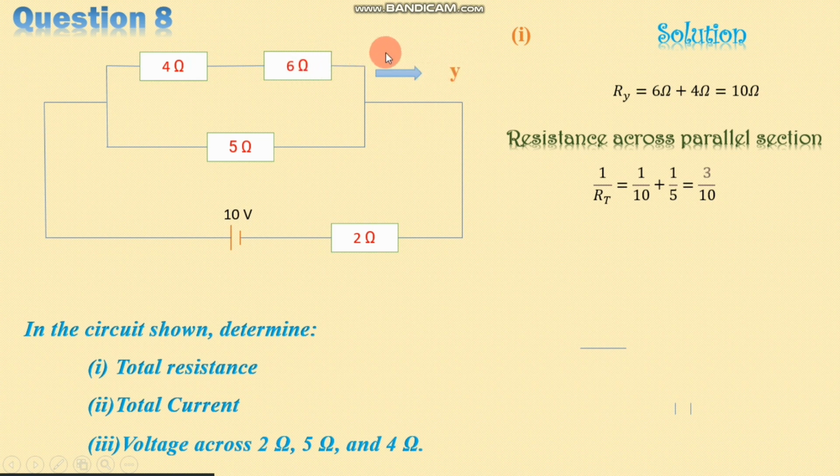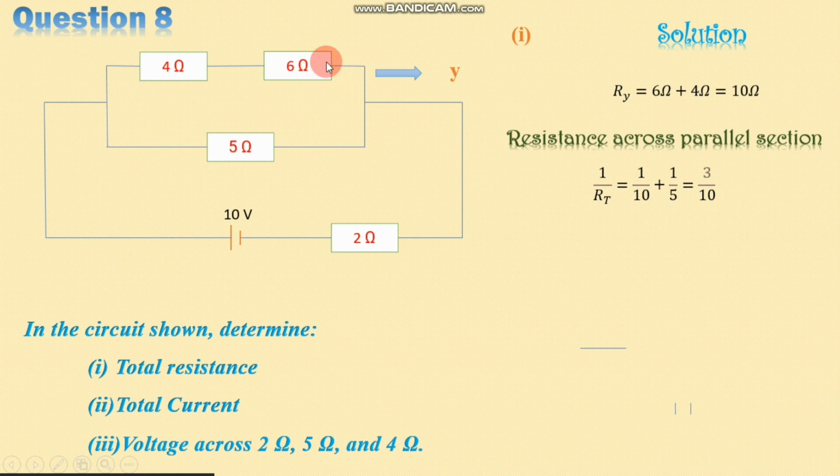meaning the total current is the same as the current flowing through the 6 ohm and the current flowing through the 4 ohm. However, in this case, when we have a parallel connection, the current flowing at the 5 ohm will be different from the current flowing through this total. I hope you are getting me. So we are going to use the factor of current because current is different.